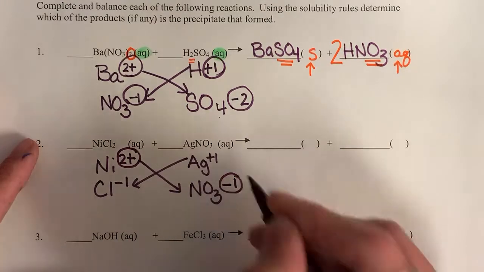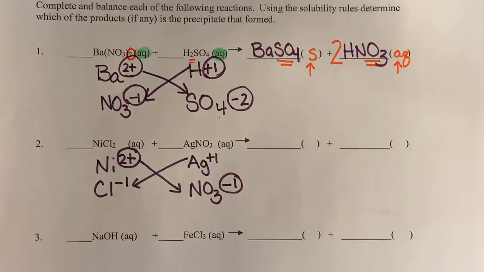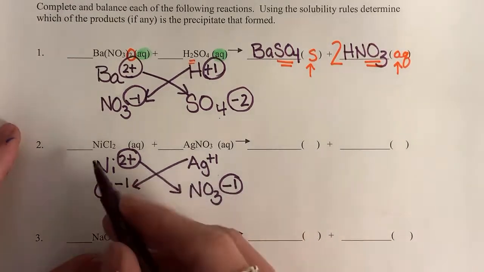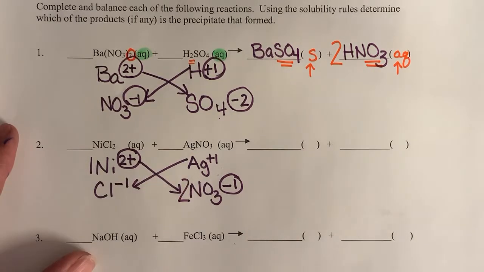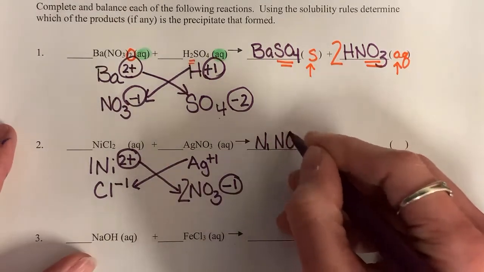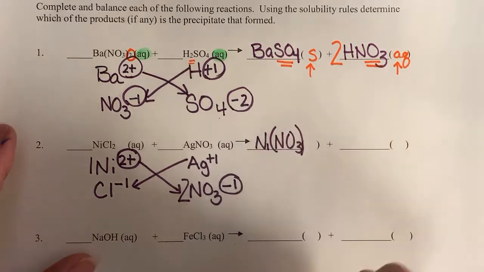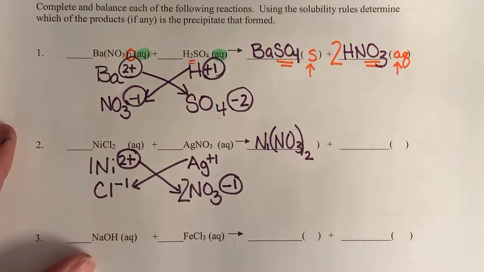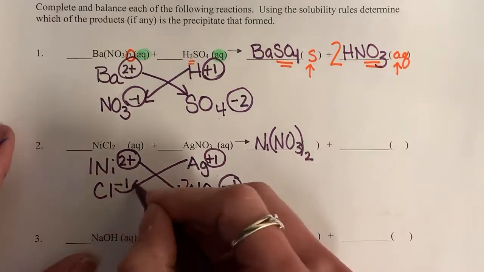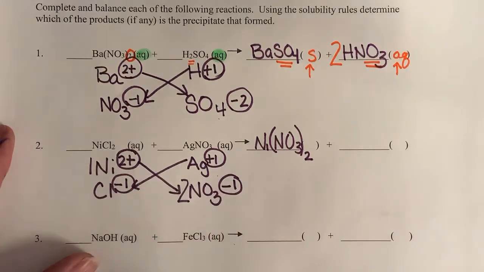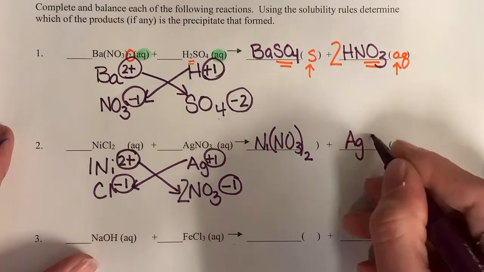+2, -1. This time, they don't cancel out. So when they don't cancel out, I have to switch. This 1 comes over here. This 2 comes over here. So I have Ni1, NO3, parentheses, he's a polyatomic ion, 2. Ag is a +1, Cl is a -1, 1 and 1, they're fine. I stick them together.